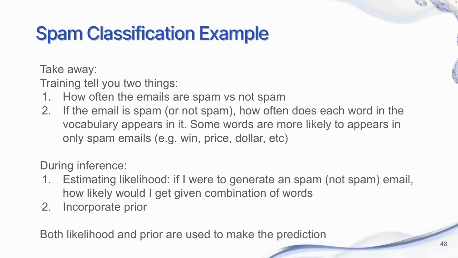And for inference, you're trying to estimate the likelihood of the new data you're given. If you were to generate a spam or non-spam email, how likely would you get the given combination of words? That's the first thing you figure out. And then the second term just incorporates the prior. Then you can apply Bayes rule because both the likelihood and the prior are useful to your prediction. The likelihood is what you see from the data, and the prior is what you learned before training. So you utilize both terms to compute this.